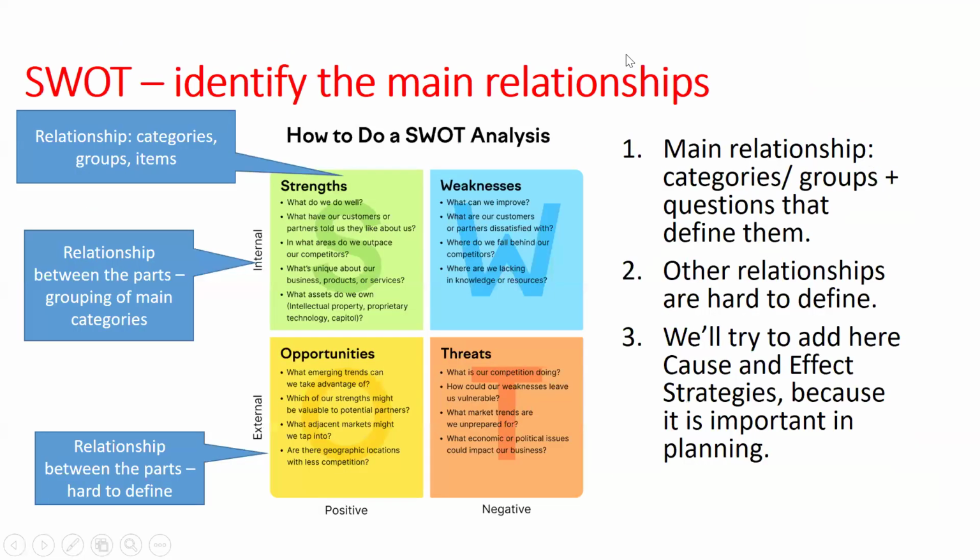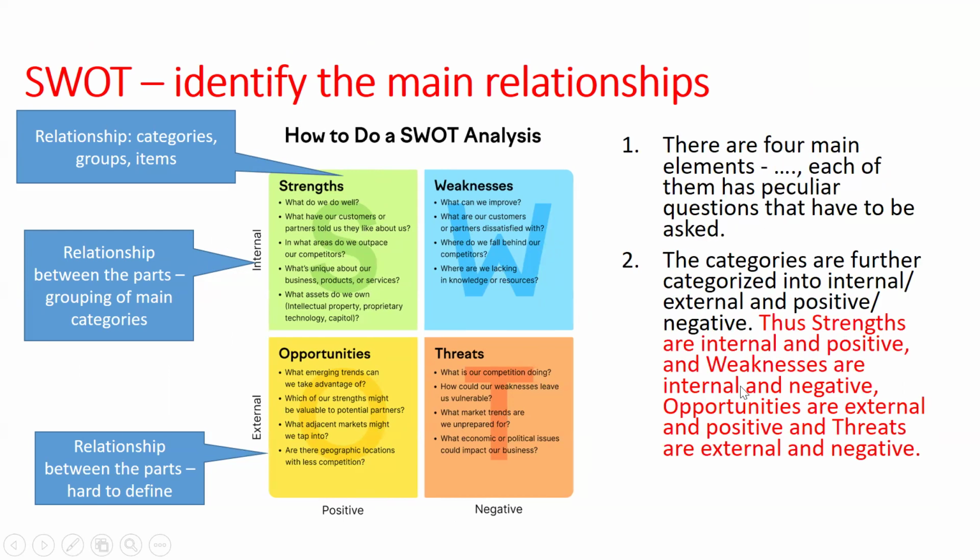So let's look at the chart of a SWOT analysis. And at first, let's describe the chart itself. For this, you remember, we identify main relationships, and we see that there are categories. Each category has its questions, and the grouping of the main categories is also done through internal and external factors and positive and negative factors.